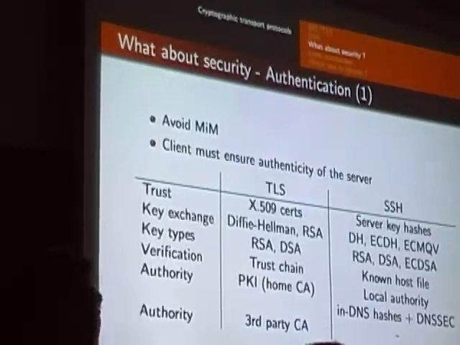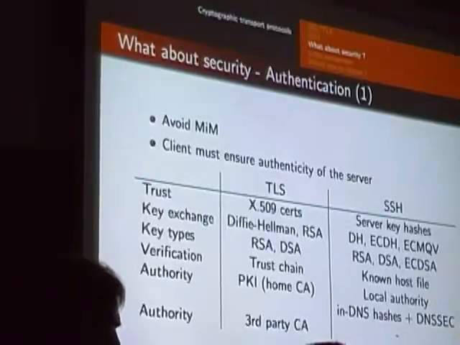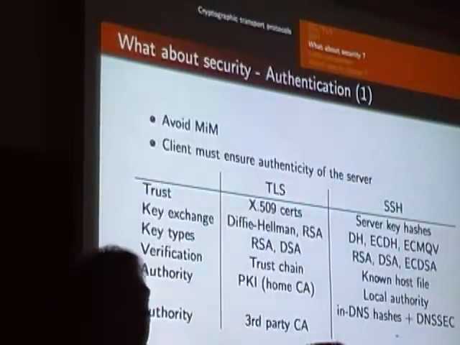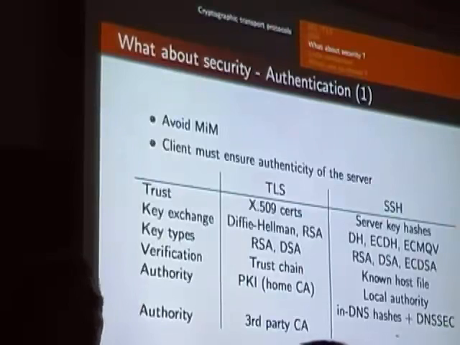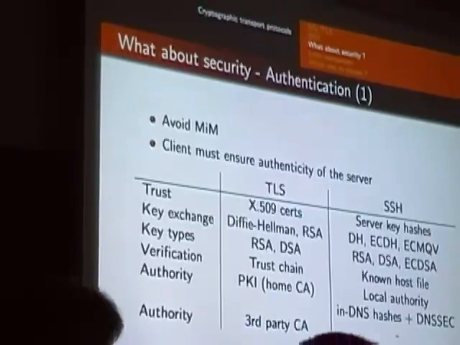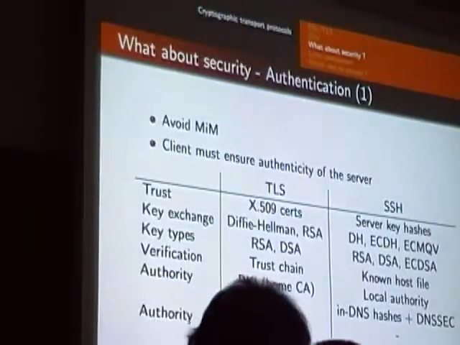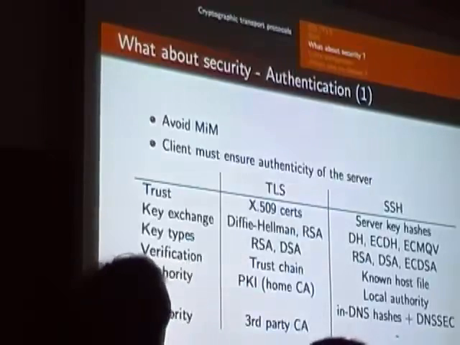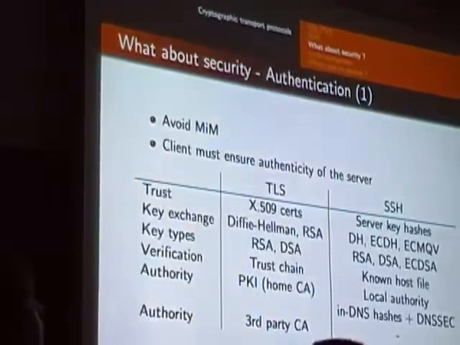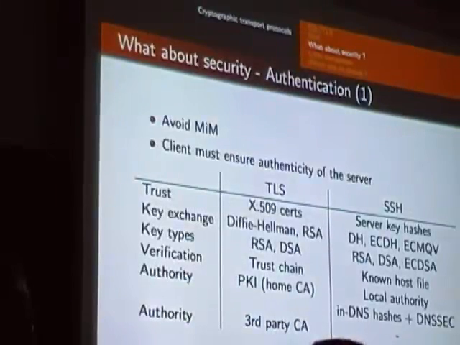For instance, TLS is using X509 certificates, whereas SSH only uses key hashes. So you connect for the first time to your server and you get a hash. Do you trust the server to have that hash, a cryptographic MD5 or SHA1 hash of the public key? And you say yes or no, and then you store it on your computer in a known_hosts file, which is a big difference from TLS, which uses a trust chain to verify that the host is legitimate.